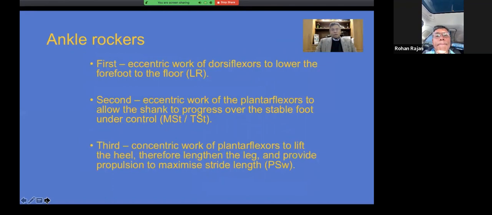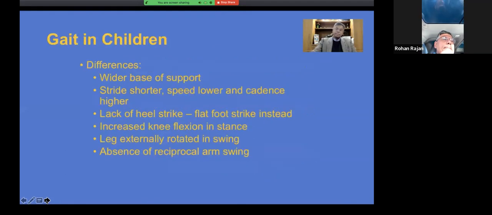In the second rocker, the tibia or the shank progresses over the stable foot, and eccentric contraction of the plantar flexors in the calf prevents the shank from progressing too quickly and progresses in a stable, controlled manner. However, in the third rocker, now you have concentric work of the plantar flexors to lift the heel, therefore lengthen the leg and provide propulsion to maximize stride length.